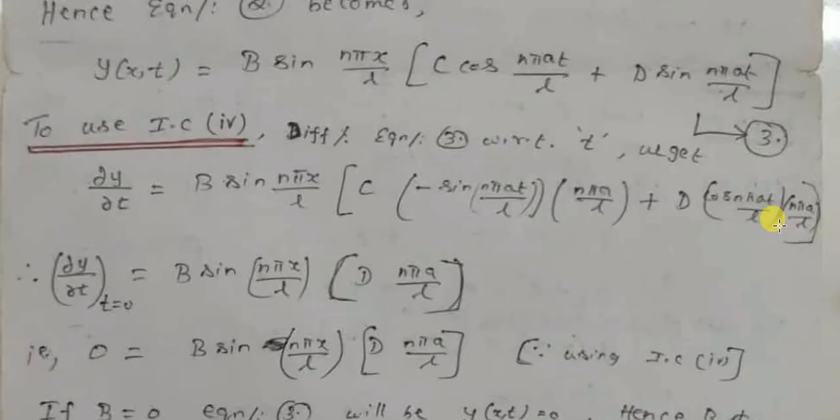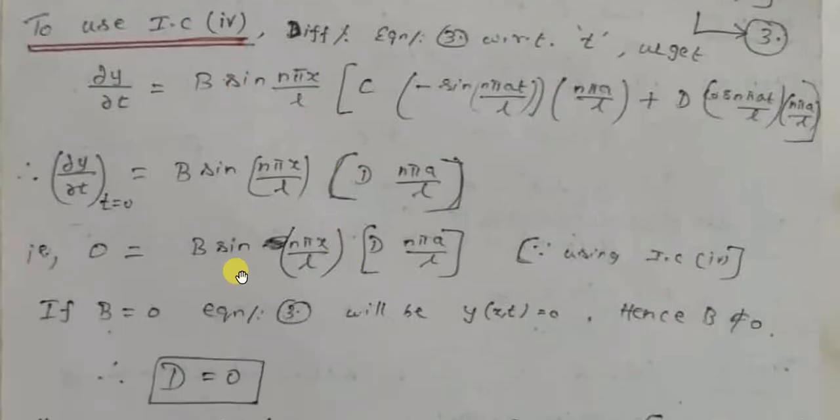So now I have to apply the fourth condition. Fourth condition is dou y by dou t at time t equal to 0 is 0. So this velocity is 0 at time t is 0. If I substitute t as 0 in this, sin 0 will become 0. This term will go off, and cos 0 is 1. So you will get d n pi a by L. That is what I have written here. This term b sin n pi x by L I have to retain as it is. Now we cannot equate b to 0 because already a is 0. So the only option is we can equate d equal to 0.